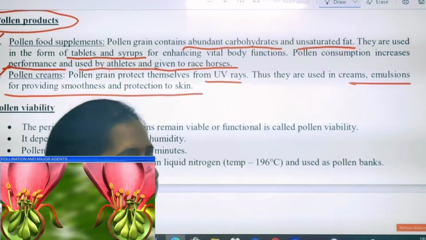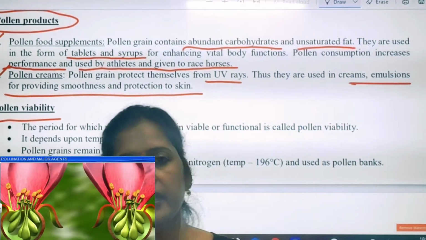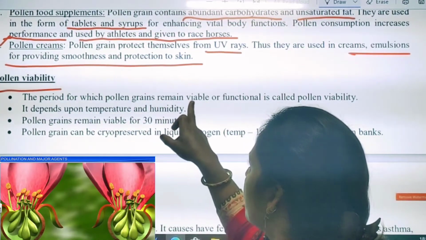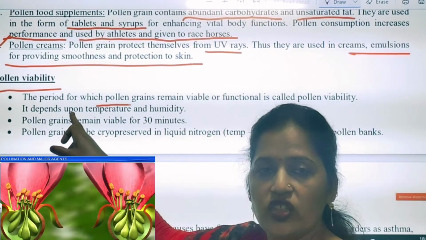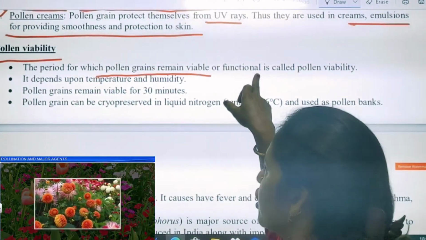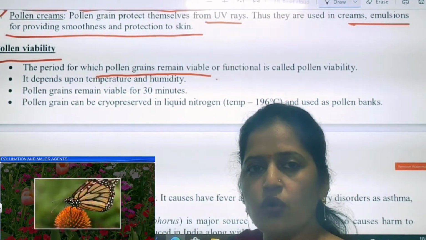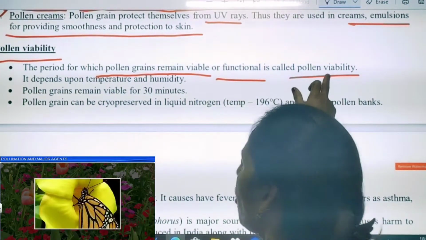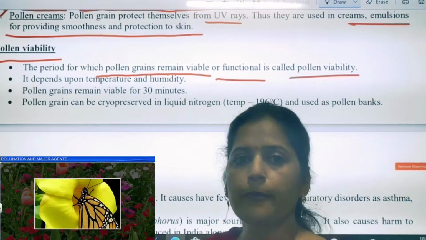Next is the pollen viability. What do you mean by pollen viability? The period for which pollen grains remain viable. ऐसा period जहां पर pollen grains जो होंगे they remain viable और functional. जहां पर जो pollen grains होंगे वो viable रहेंगे और functional रहेंगे is called as the pollen viability. उसको हम क्या कहेंगे? Pollen viability.